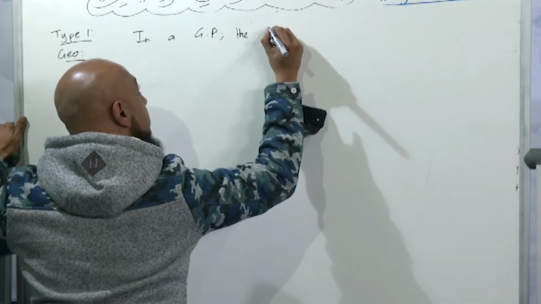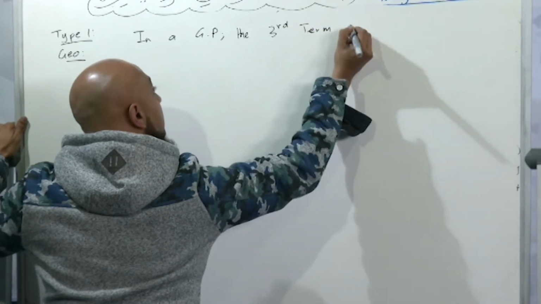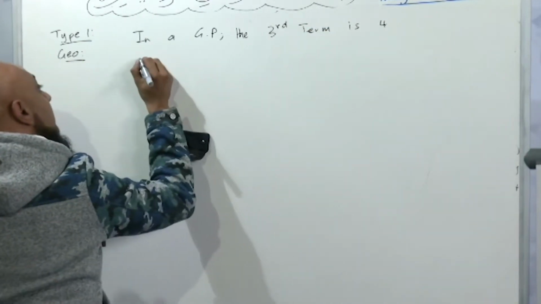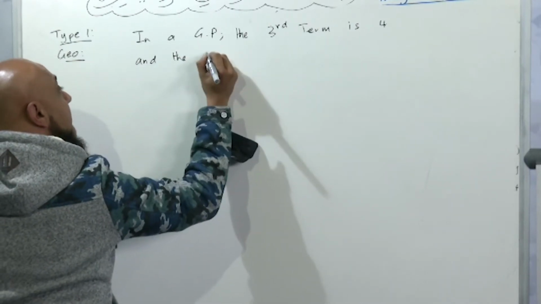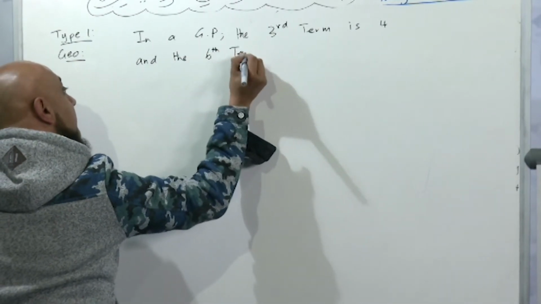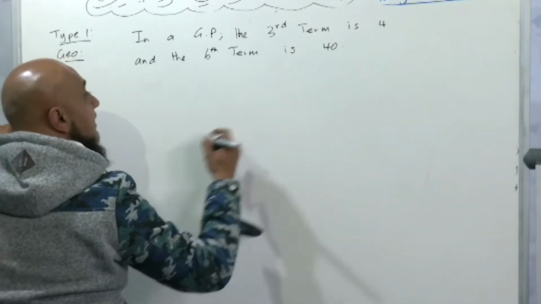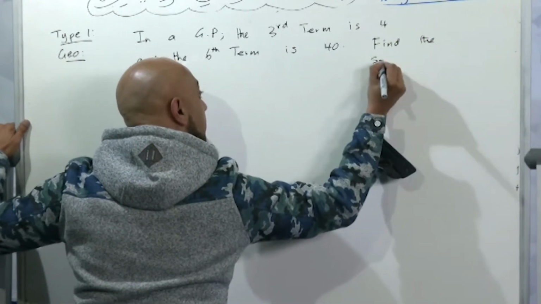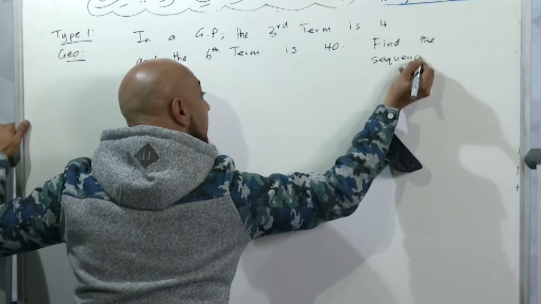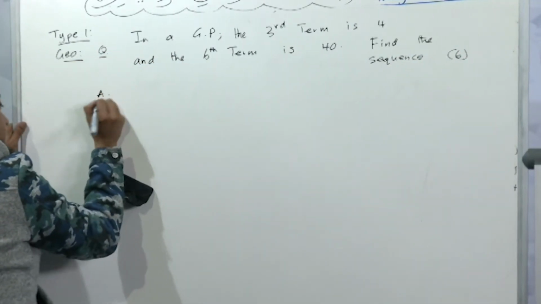third term is 4 and the sixth term is 40. Find the sequence. Also worth 6 marks, guys. Question in the exam, final answer.